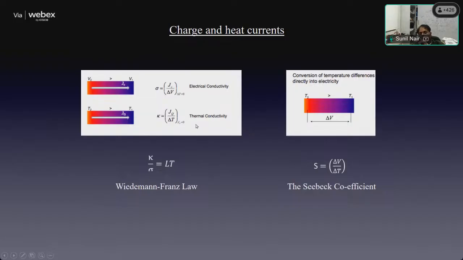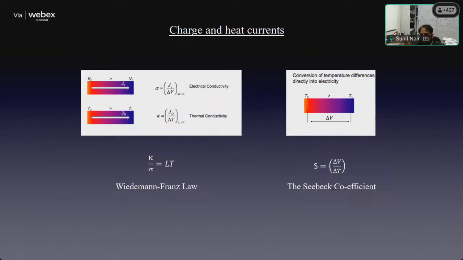Okay. Instead of a delta T, if I was applying a delta V, that means if I was applying a potential difference, then the resistance to that is basically measured by the electrical conductivity. Actually, it's the inverse, the electrical resistivity, right? And these two terms are intimately related to each other through what is known as the Wiedemann-Franz law.